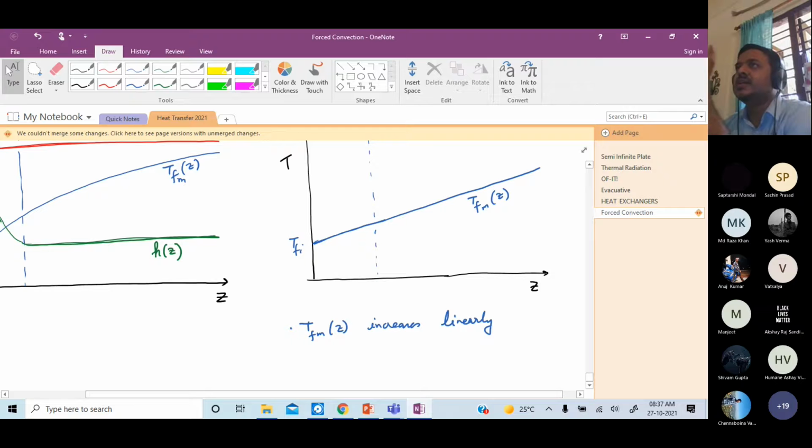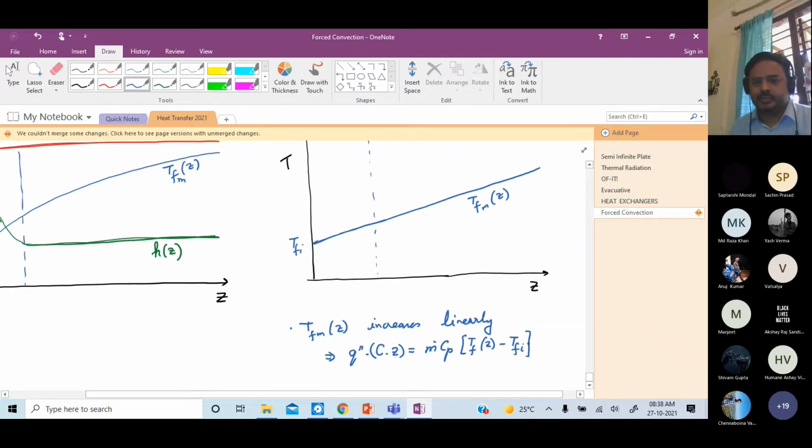Because the heat flux is constant, then what happens? Q double prime times the perimeter times the length. That's the total amount of heat. That is equal to m dot Cp delta T. And delta T is T_FM(z) minus T_FI. Okay. Because, again, I can probably write it here. Q double prime times the circumference times z is equal to m dot Cp times (T_FM(z) minus T_FI). Right. So that is why this increases linearly.